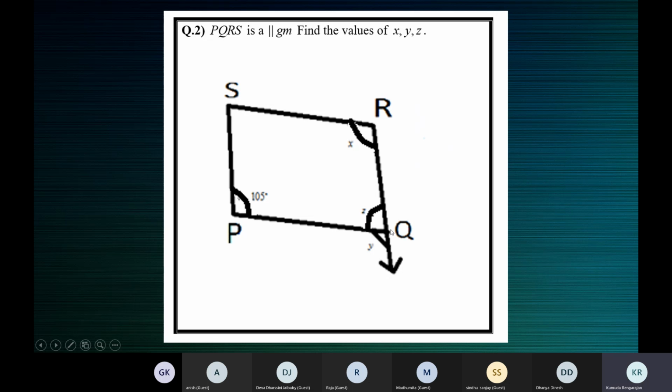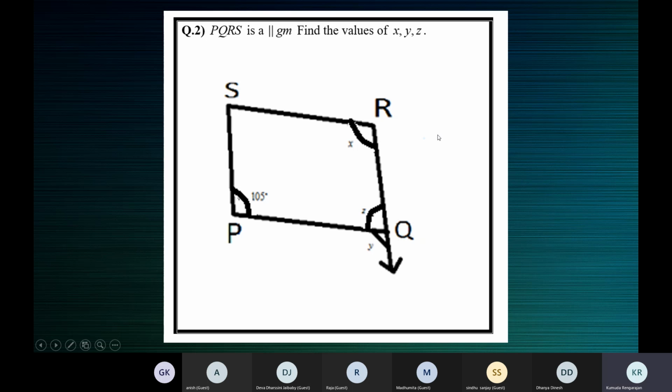transversal, parallel line here. On opposite sides, we have 105 and Y. So Y is equal to 105 degrees. Alternate interior angles are equal. So that way you can find Y. After finding X, you can also find Y like this.